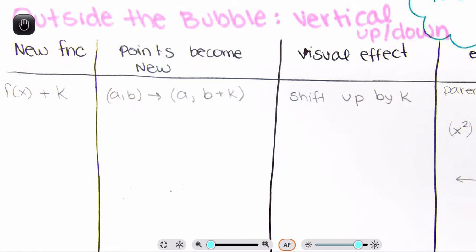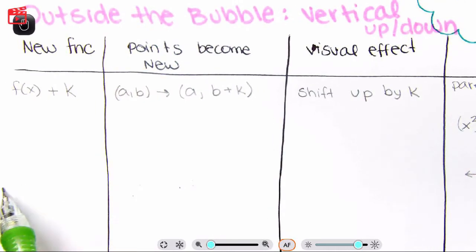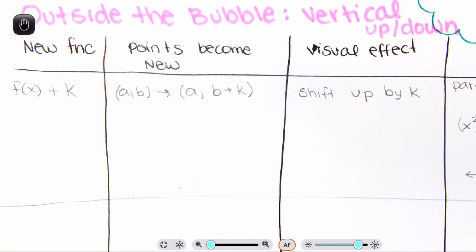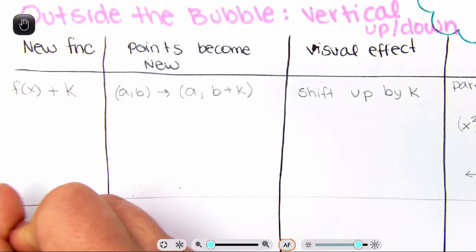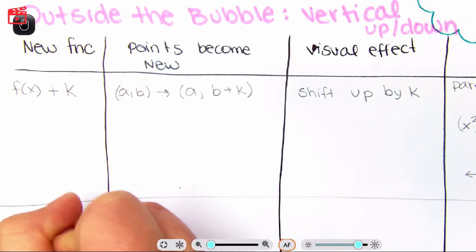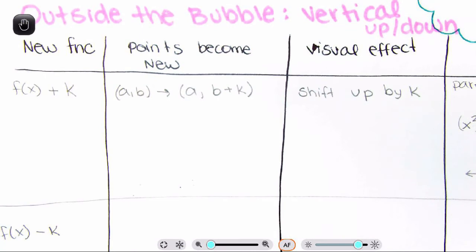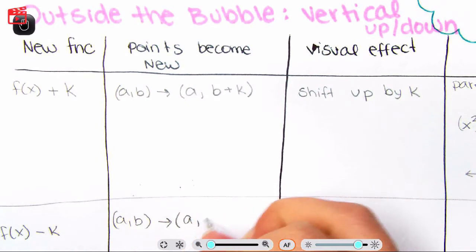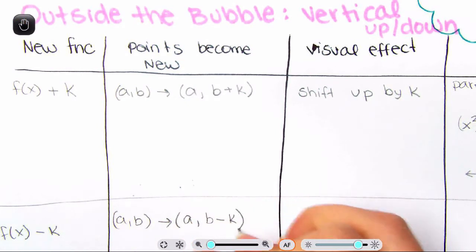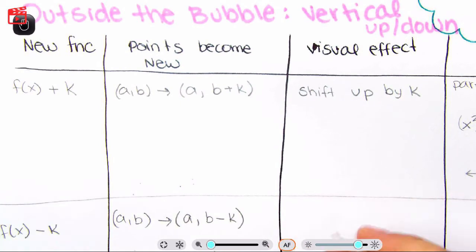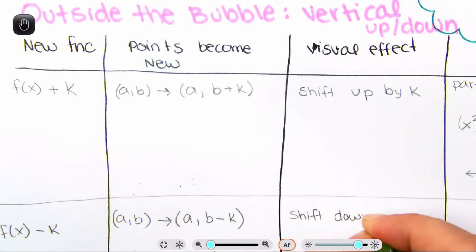All right, now let's do more examples. We're going to use this x squared as our parent function for all of our examples, just so that I can save some room. Next thing we have is f of x minus k. So what's happening? We are shifting down vertically. So that means my y value is going to be decreased by k. So I am shifting down by k.